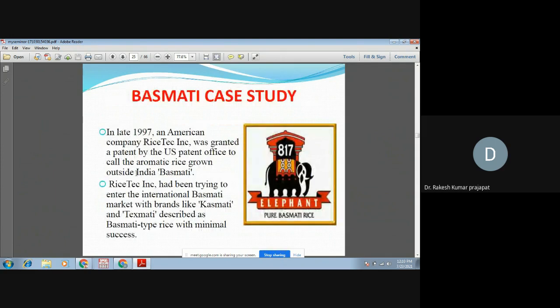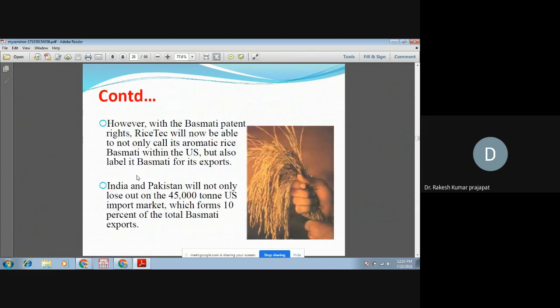Basmati case study. In late 1997, the American company RiceTech Corporation was granted a patent by a US office to call the aromatic rice grown outside India Basmati. RiceTech had been trying to enter the international basmati market with brands like Texmati, described as basmati-type rice, with minimal success. However, with the Basmati patent right, RiceTech will now be able not only to call its aromatic rice Basmati within the US, but also label it Basmati for export.